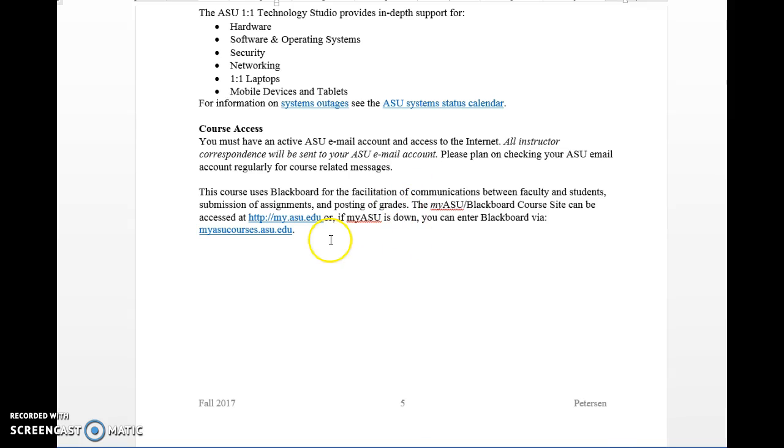Okay? This course uses Blackboard for the facilitation of communications between faculty and student, for some submissions of assignments, for the posting of grades. The My ASU Blackboard site can be accessed through myasu.edu, or if My ASU is down, you can get in through myasucourses.asu.edu. Okay? This ends part 1.